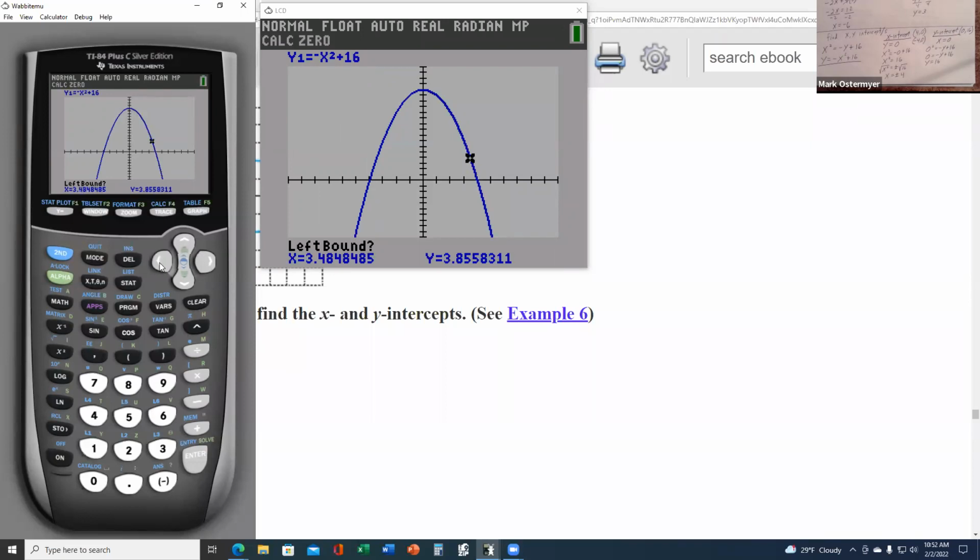Now they want a left bound, but the graph slants differently as it goes through the x-axis now. So for the left bound, my cursor will be above the x-axis, because the cursor projects down to the x-axis at a point that's to the left of the x-intercept. That's why it's called a left bound.